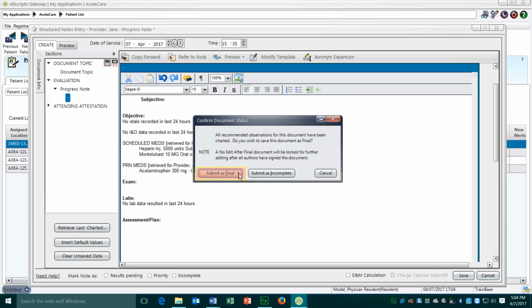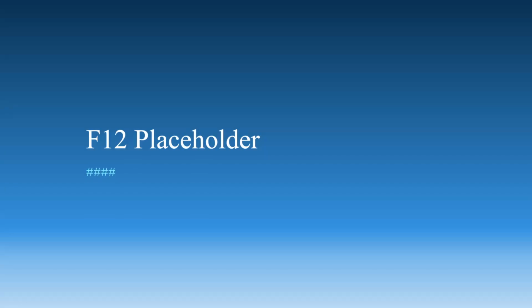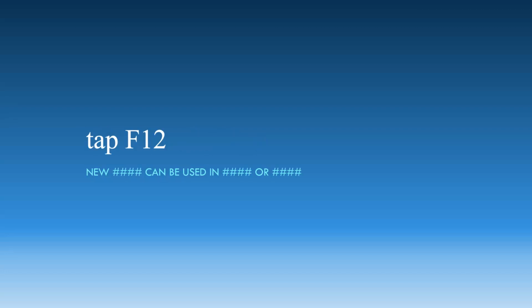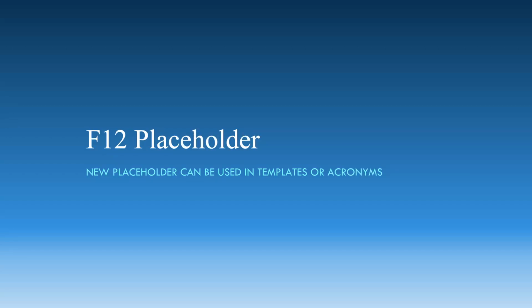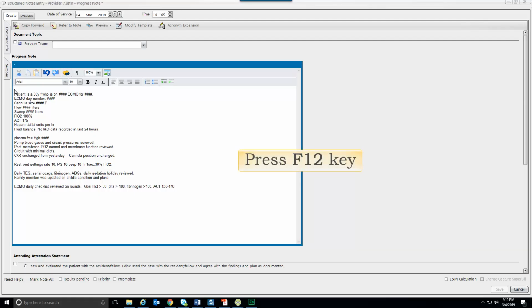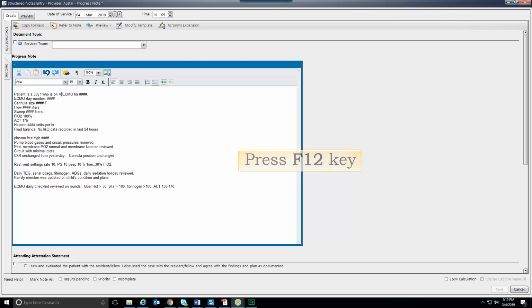from further changes. There is functionality in SCM that allows placeholders in templates and acronyms. Insert 4 hashtags where you want to enter text within a document. Place your cursor at the beginning of the document and tap the F12 key. Type over the placeholder, then repeat the process. Tapping F11 will jump backwards to a placeholder. Continue to document in all the placeholders.